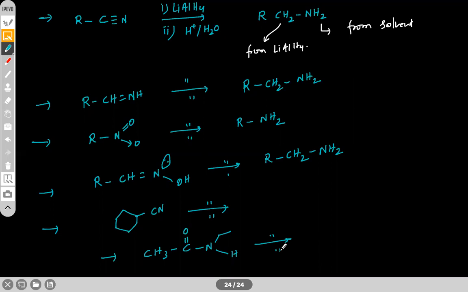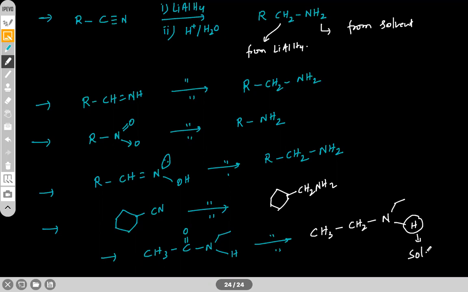Done. Here what happens? RCN converts into what? RCH2NH2, correct? So it is a six member ring that converts into CH2NH2. Here also you see, I said nitrogen must have at least one hydrogen. Remember, this hydrogen is coming from solvent here. It is not like the nitrogen retains this hydrogen. No, it is coming from the solvent. If you take D2O here, you will get N with D. This hydrogen on carbon is coming from LiAlH4. Okay?